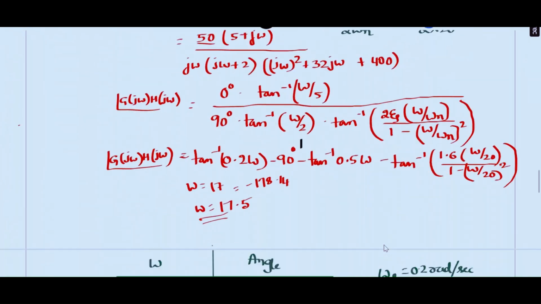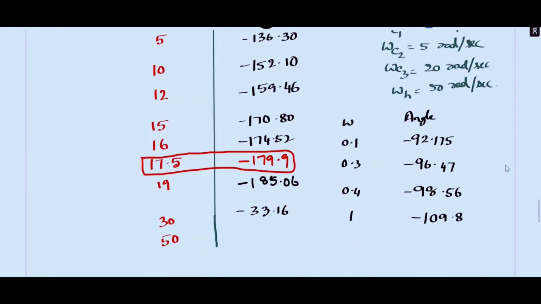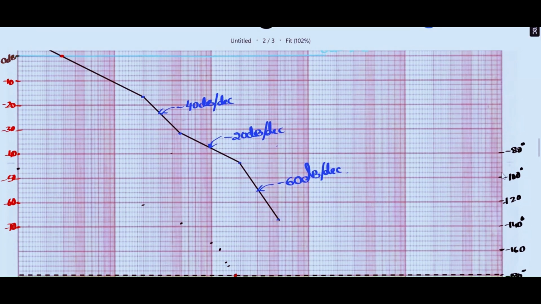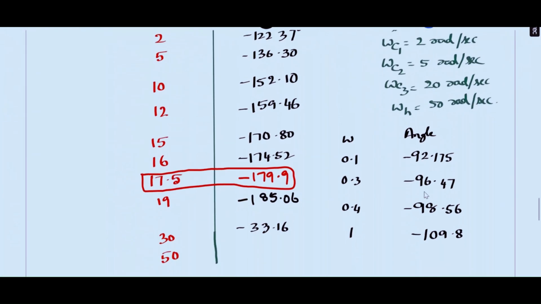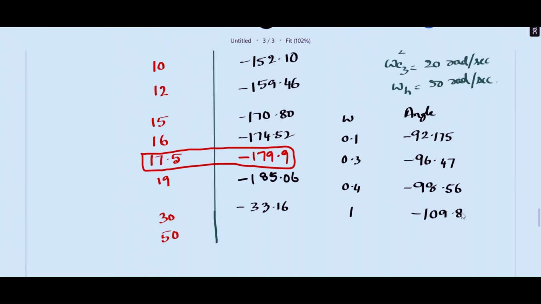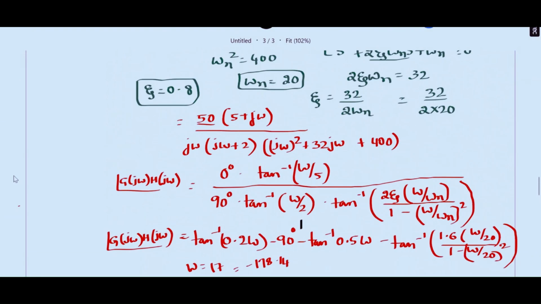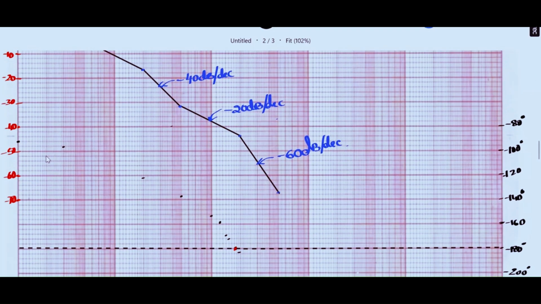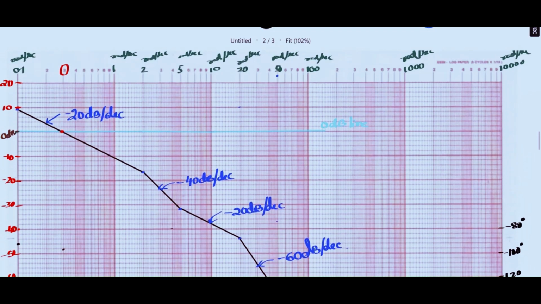If I go with the next value of omega, which is 0.3, it is minus 96.47. So where exactly does minus 96 come? This point is 96, so this is 96 for 0.3. Now I had taken 0.4, which is minus 98.56. Minus 98.56 on the scale is very near to 100, which is for 0.4, and 0.4 is this.